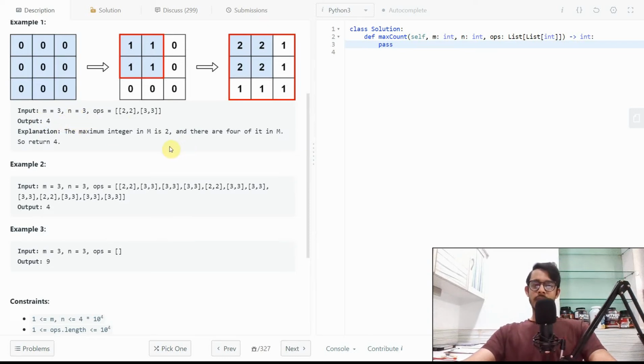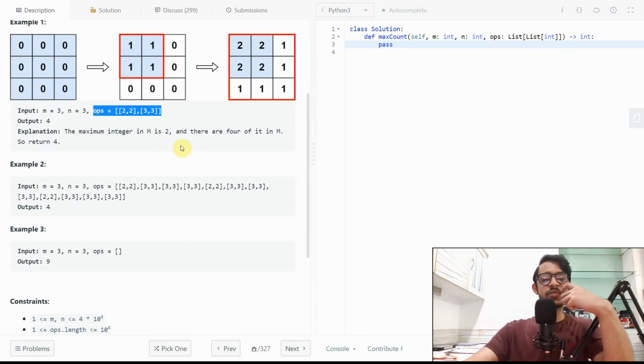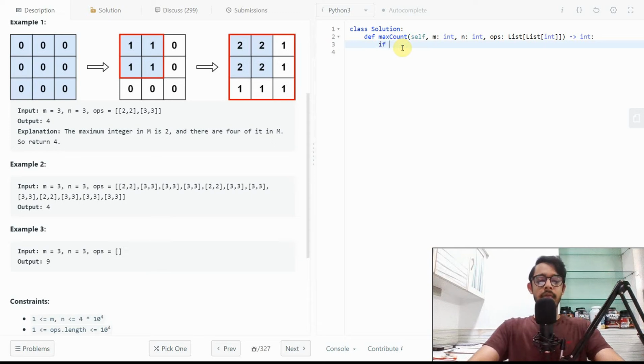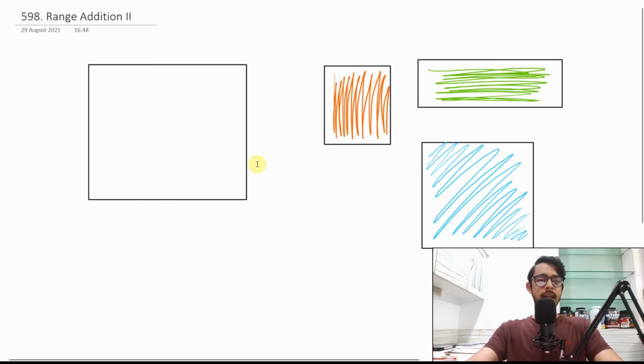Now this is fine, but let's discuss one edge case where there are no operations at all. What if this list was empty? In the case this list was empty, you'll just have this 3 by 3 matrix of all zeros. And what is the greatest integer of all of them? 0. And what is the count of that integer? It's 3 times 3, or in the general case m times n. And so if not ops, return m cross n. Easy. Now we'll discuss a more abstract case which will clarify everything this question ever needs.